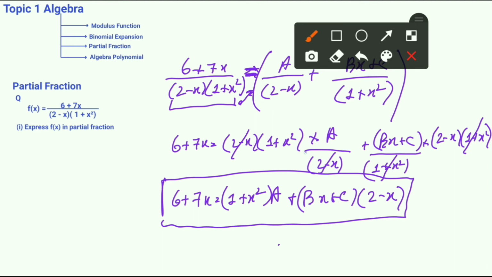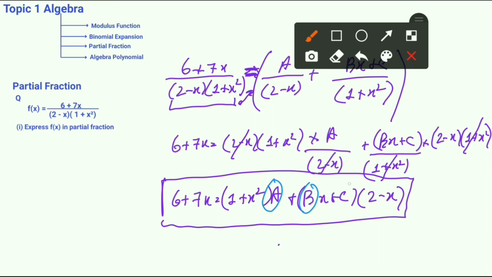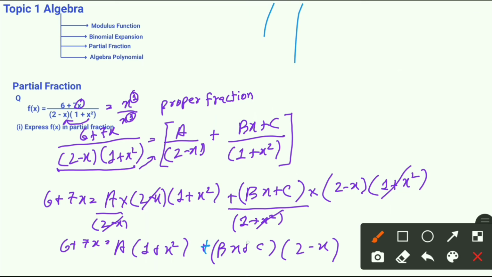Now we're going to put in values of x randomly, but it would be best to choose the right ones in order to find the unknown values A, B, and C. I would advise you to put in values of x in such a way that you can find these three values.